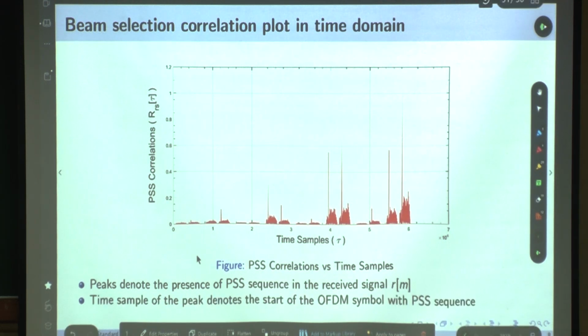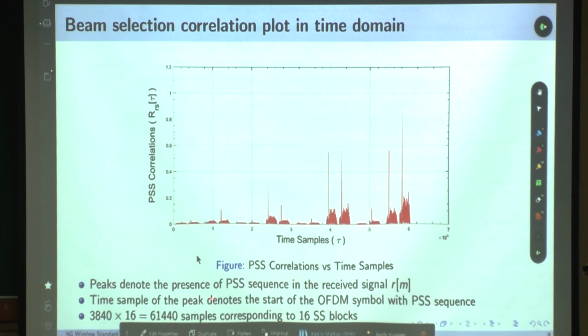Okay? So the time sample of the peak denotes the start, and where will this happen? You do this operation wherever the PSS exactly aligns, and where will they align? They'll align at the start of the OFDM symbol, right? So the start of the peak gives you the start of the OFDM symbol where the PSS is located. And the maximum peak tells you which is the best received pair, right?